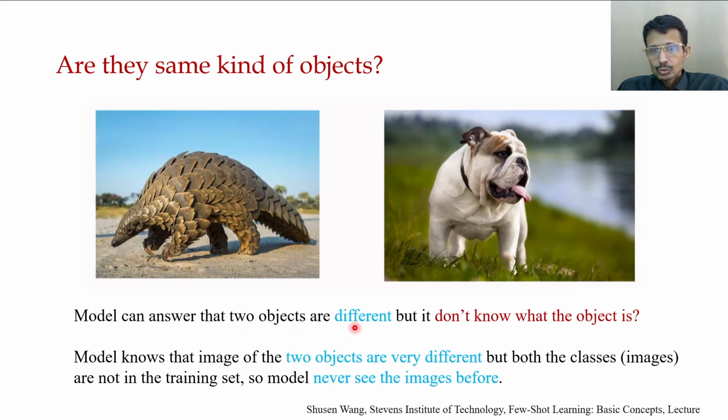So the model can answer that the two objects are different, even though it never saw either the bulldog or this pangolin. The model knows that the images of two objects are very different, but both classes are not in the training set, so the model never saw them. Even if the model never saw the image in the training set, it can at least say these two are not the same. Okay, that is the basic essence of learn to learn.